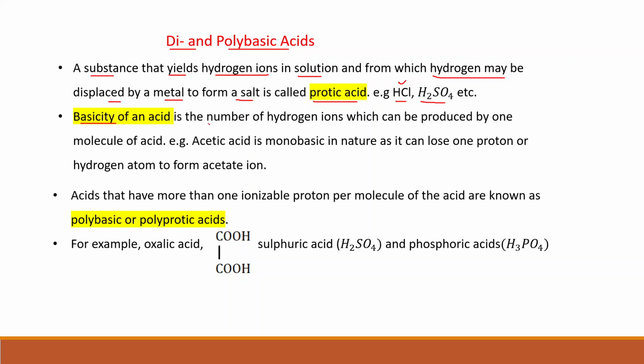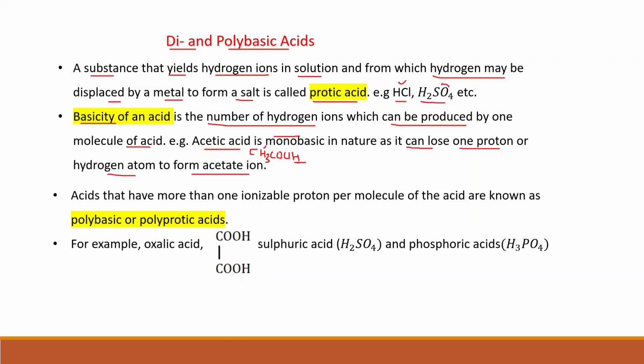Basicity of an acid is the number of hydrogen ions which can be produced by one molecule of acid. For example, acetic acid, its formula is CH3COOH. Clear? It is monobasic in nature, as it can lose one proton or hydrogen atom to form acetate ion. In acetic acid only this H is replaced by the metal, or we can say this proton is lost. These three hydrogen atoms which are part of the CH3 group are not lost. So this is a monobasic acid.